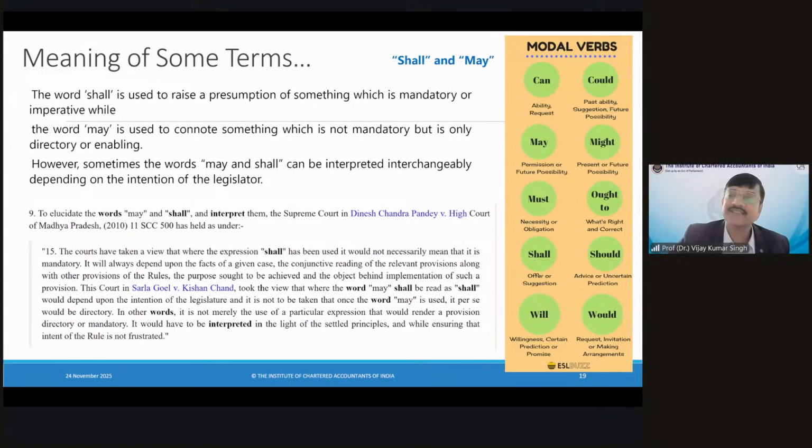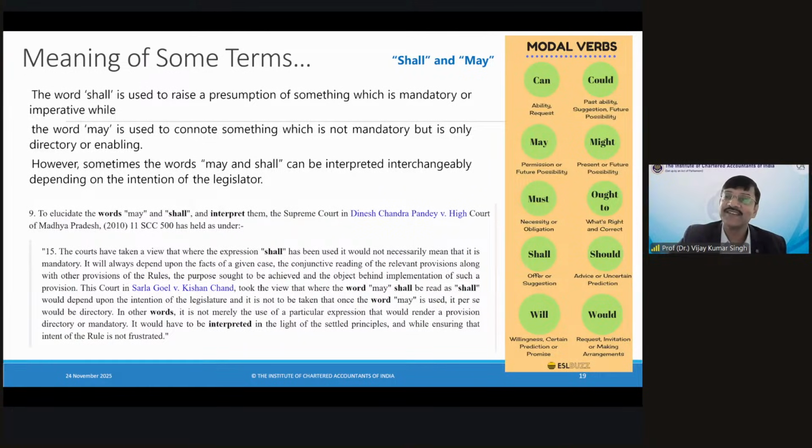And this is to explain where may and shall can be interpreted and how. So the court said in paragraph 15 that the courts have taken a view that where the expression shall has been used, it would not necessarily mean that it is mandatory. It will always depend upon the facts of a given case, the conjunctive reading of relevant provisions along with other provisions of the rules, the purpose sought to be achieved, and the object behind implementation of such a provision.